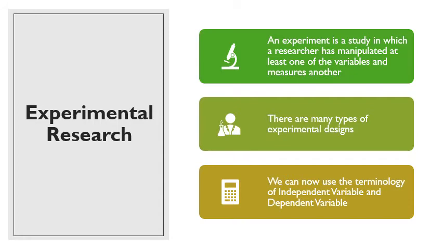We don't have enough time to cover all of them. In fact, we're only going to be covering 3 different types of experimental designs, but they're extremely important, and if you get into the field of experimental research, I'm sure you will learn about all the different types that exist. And I just want to re-emphasize that we can now start using the terminology of independent variable and dependent variable, in which case we're actually trying to imply causation with experimental research.